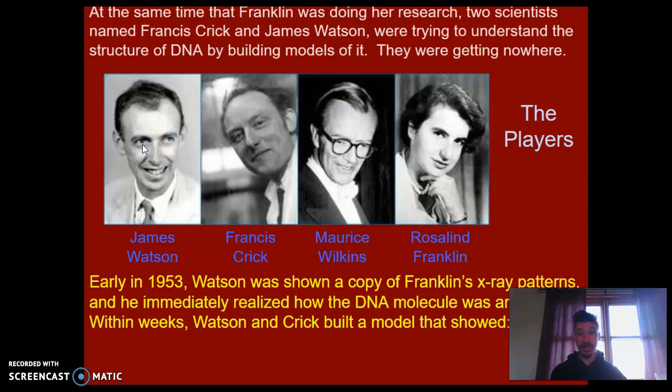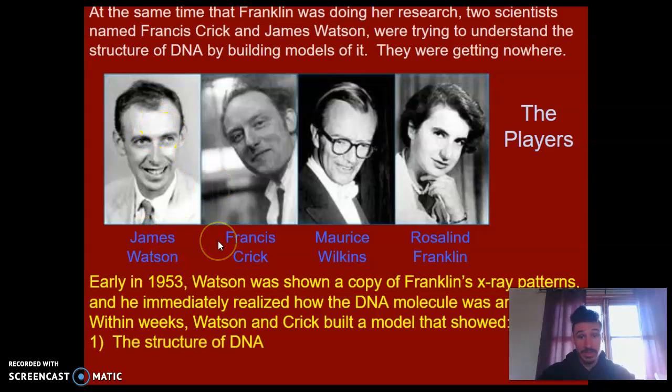So it was about 1953, and Watson was actually shown a copy of Rosalind Franklin's X-ray pattern photograph, the photograph from the last screencast. And as soon as he saw it, because he and Crick were such DNA experts, understanding what the molecule was made of and trying to figure out for so long what it looked like, he saw right away how DNA was arranged. He saw the double helix pattern with the nucleotides oriented inward.